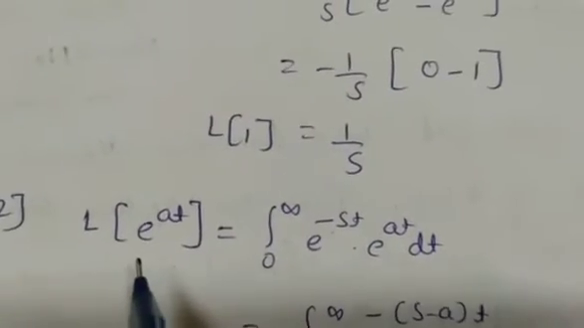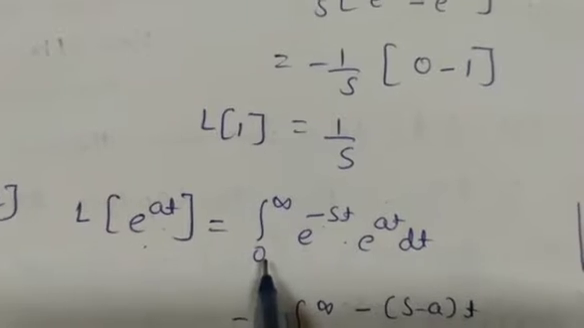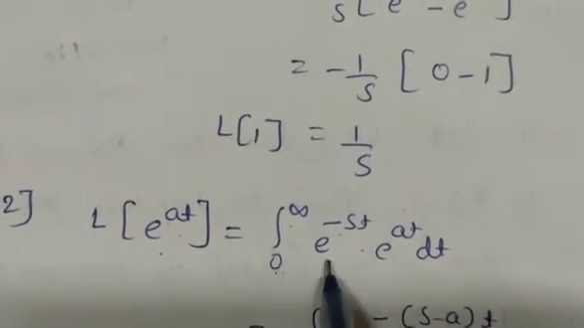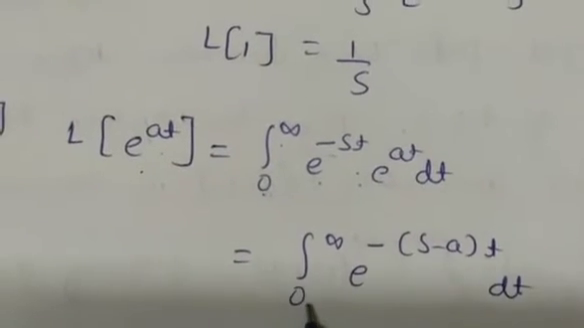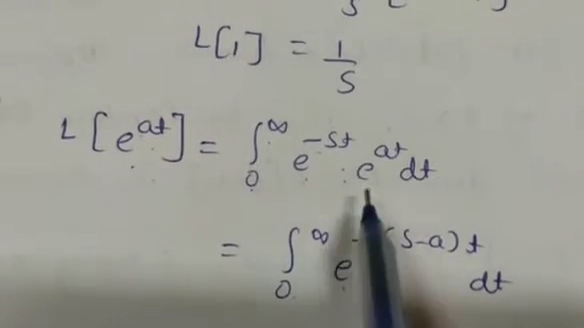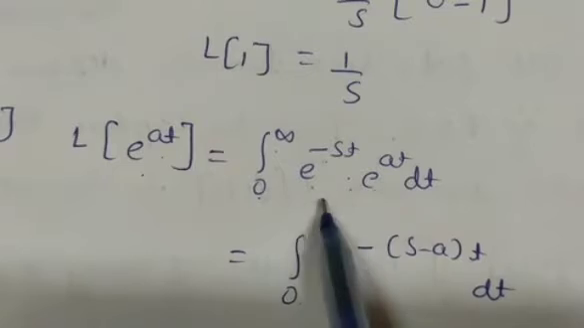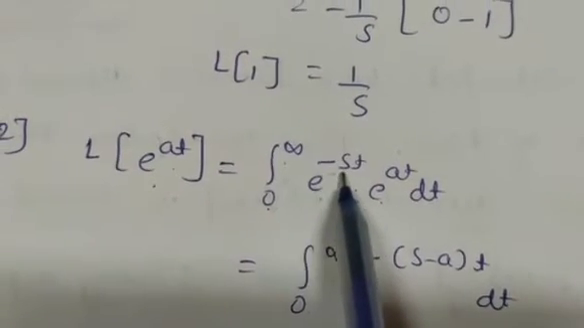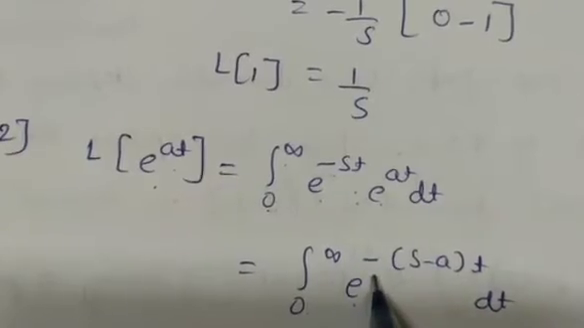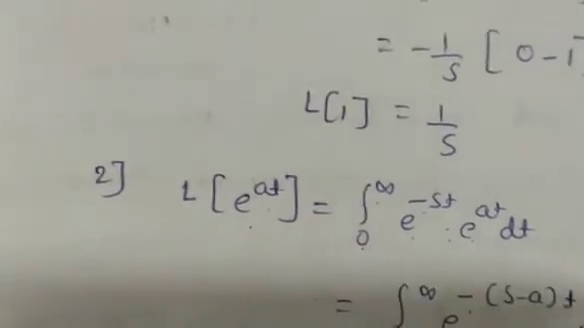So in place of f of t we have e raised to at. So it is integration from 0 to infinity e raised to minus st into e raised to at dt. It is equal to integration from 0 to infinity e raised to, let us take here, bases are equal, we can add their powers. So it becomes here minus st plus at. Let us take minus sign common.